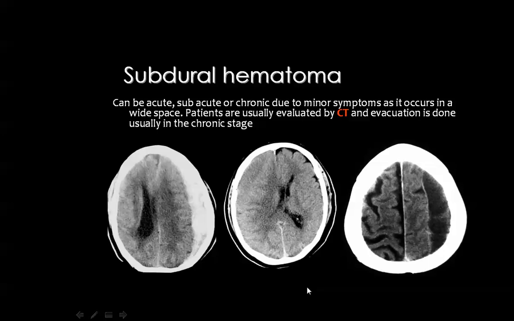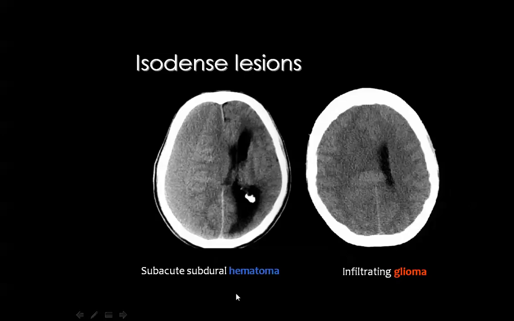Then the subdural hematoma can be seen hyperdense in the acute phase, isodense in the subacute phase, and hypodense in the chronic phase. Because the subdural space is wide and the hematoma can exist for some time in this space without producing significant symptoms, you may have the chance to see the hematoma in all phases.